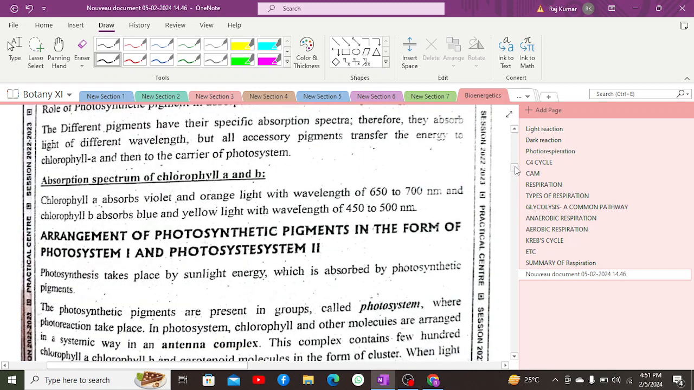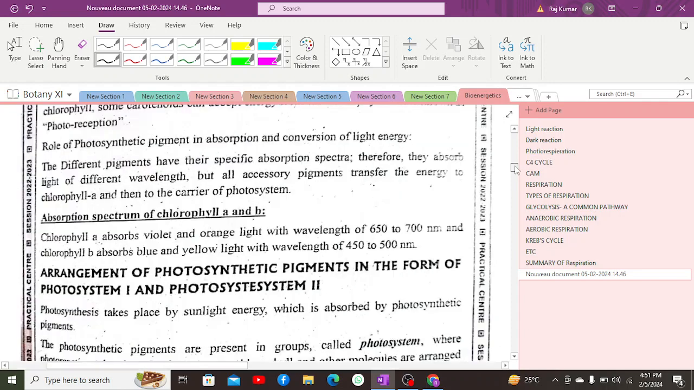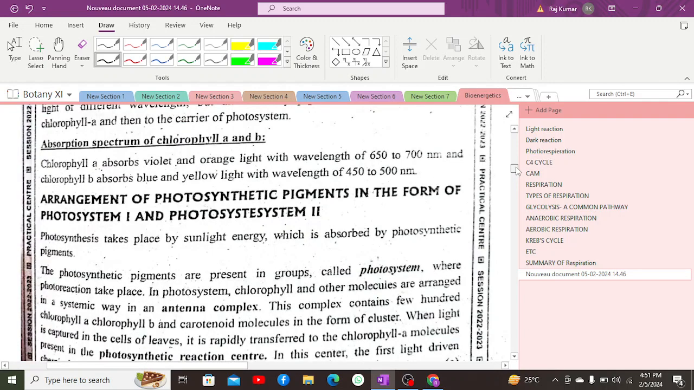Role of photosynthetic pigments in absorption and conversion of light energy. Different pigments have their specific absorption spectra, therefore they absorb light of different wavelengths, but all accessory pigments transfer the energy to chlorophyll A and then to the carrier of the photosystem. Absorption spectrum of chlorophyll A and B: chlorophyll A absorbs violet and orange light with a wavelength of 650 to 700 nanometers. Chlorophyll B absorbs blue and yellow light of 450 to 500 nanometers. These are some important MCQ points.